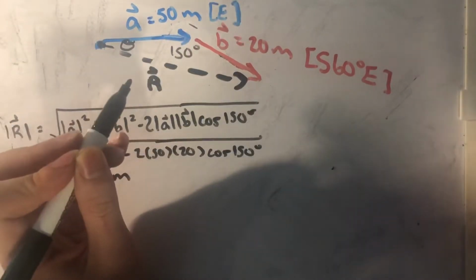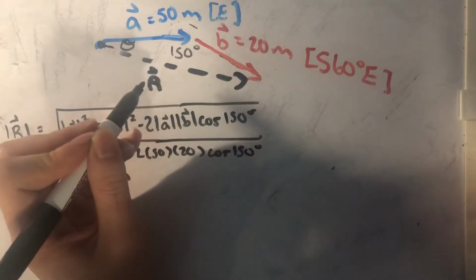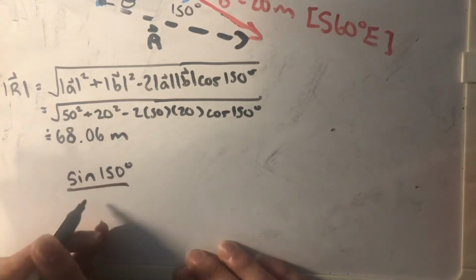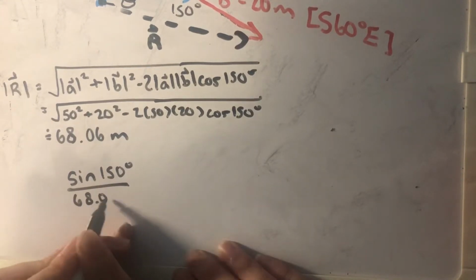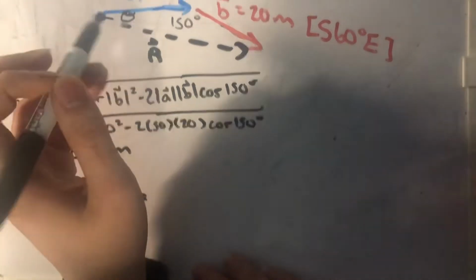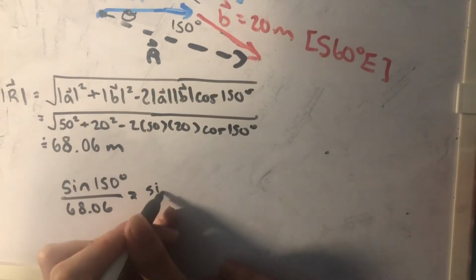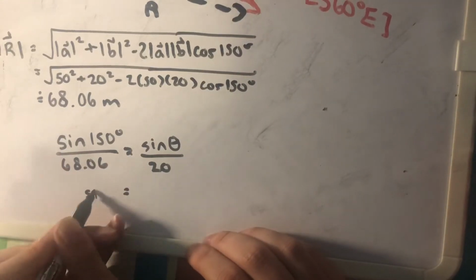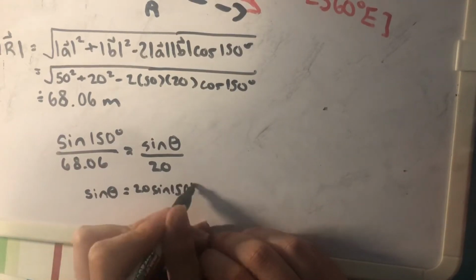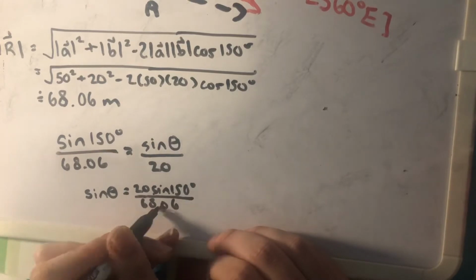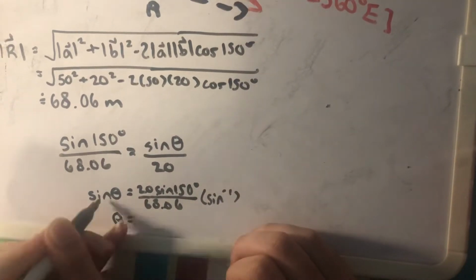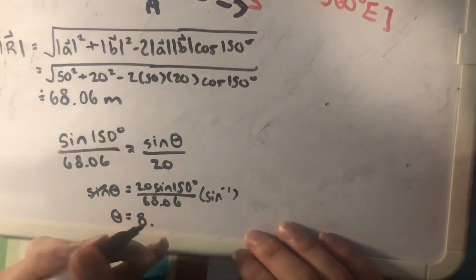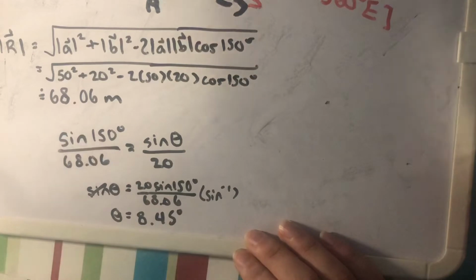And now that I have the magnitude of the resultant, I can use sine law. So I know that sine 150 is opposite to 68.06. And I'm trying to find theta, so sine theta over 20. And I'm going to cross multiply. And the angle I'm getting is about 8.45 degrees, which is a pretty small angle.